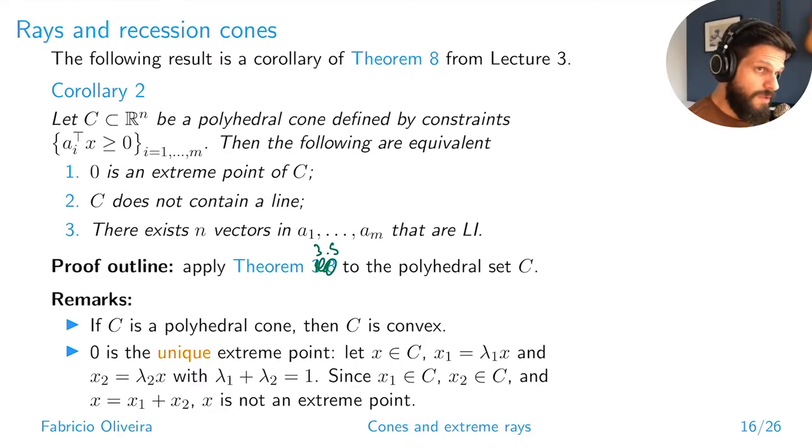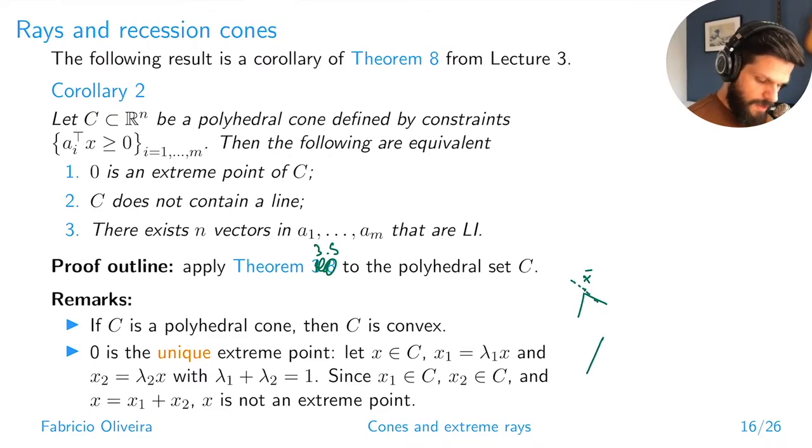Clearly, because of the way we're defining cones, x1 is going to belong to the cone and x2 is going to belong to the cone. So you just found two points belonging to the set for which the convex combination of them generates x. And that's exactly what you can't do if x is an extreme point. For x to be an extreme point, you can't find two points in a set for which it's a convex combination.